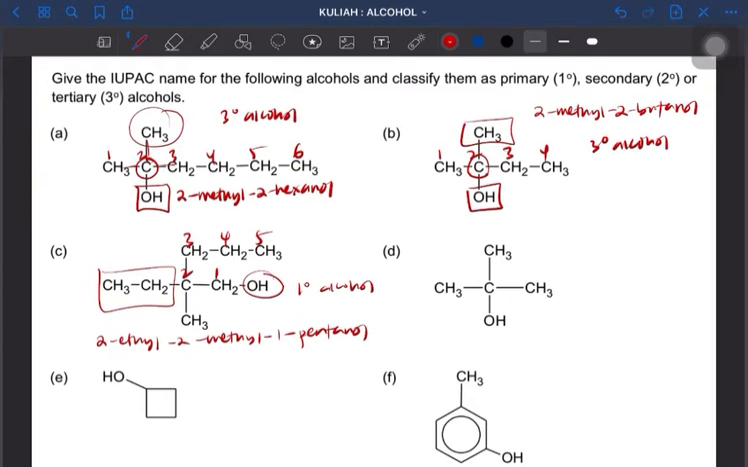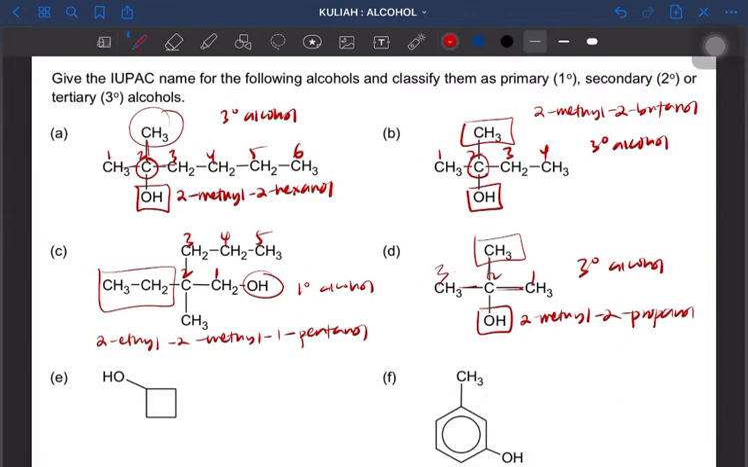Okay, next we have D. In D we have 1, 2, 3, and the OH is bonded at carbon number 2. So 2-propanol. And at carbon number 2 we also have a methyl. So 2-methyl-2-propanol. This OH is bonded to a carbon with 1, 2, 3 carbons, so it is a tertiary carbon. So this OH is a tertiary alcohol.